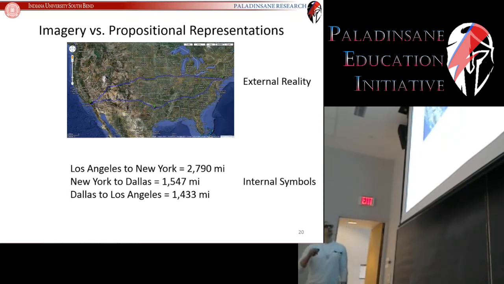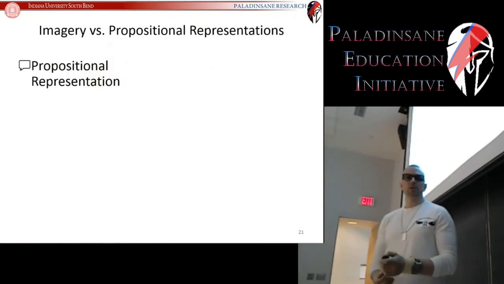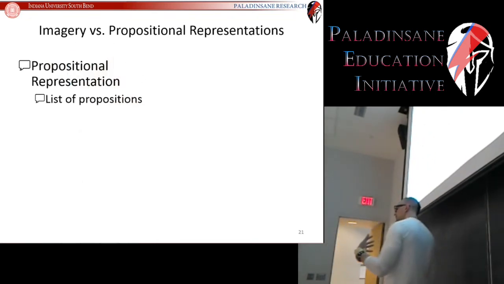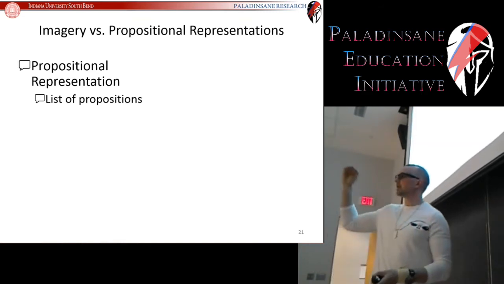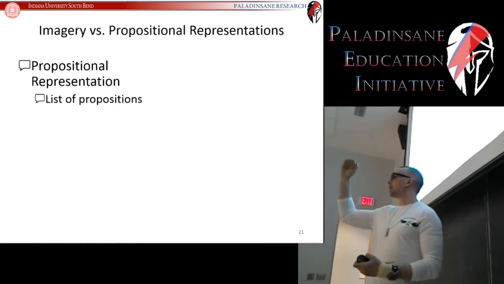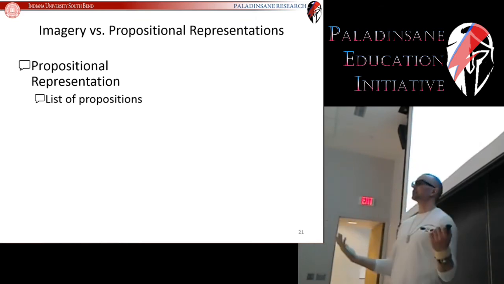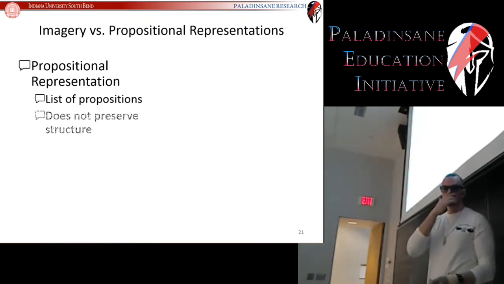And notice that nowhere in here is there anything that looks like the structure of the external reality. And that's the propositional representation: a representation that does not maintain the characteristics of that actual external reality. All right, so continuing on propositional representations, these are representations that consist of lists of propositions, just statements that we somehow represent in our mind about what we know about a particular external reality. That's how we represent that.